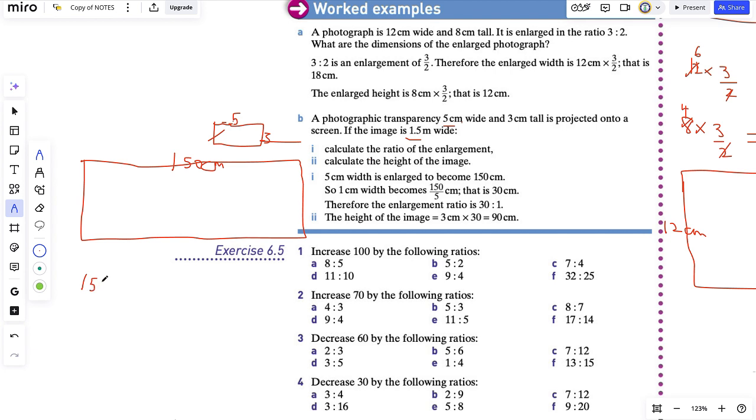150 over 5, 5 goes into 5, you get 1. 150 divided by 5, you get 30. So what's the ratio now? It's ratio 30 to 1. The one on top is 30, the one at the bottom is 1. So our ratio will be 30 to 1.